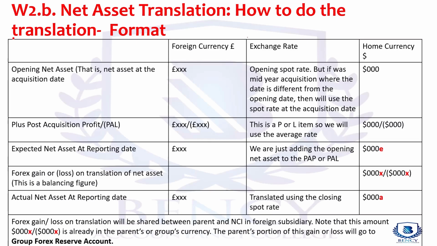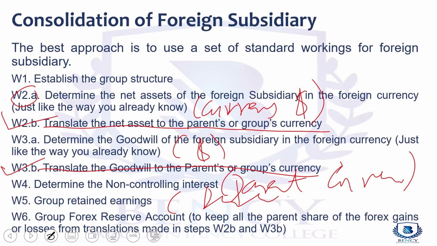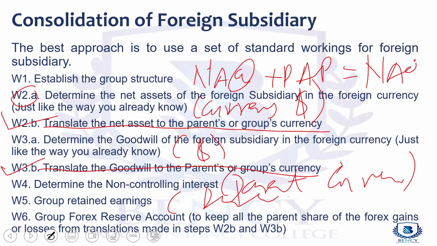Let's assume that the foreign currency is pound sterling and the home currency is dollars. When you pick your workings 2A, you look at your net asset as at the acquisition date, plus the post-acquisition profit, which gives you the net asset as at the reporting date. Let me refresh your memory a little. When we have the net asset as at the acquisition date and we add the PAP, then you get the net asset at reporting.